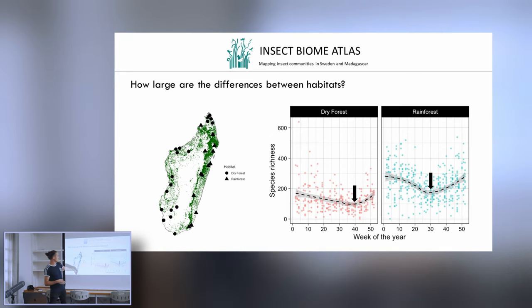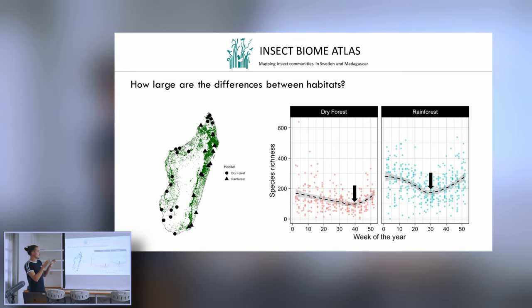The week of the year is along the x-axis, so 0 is January, and week 52 would be December. And you can see that, first of all, the rainforest has an overall higher number of species, and the dry forest has a lower number of species. But the dry forest also has the trough, the lowest point, later in the year: in the rainforest it's about week 30, and in the dry forest it's about week 40.